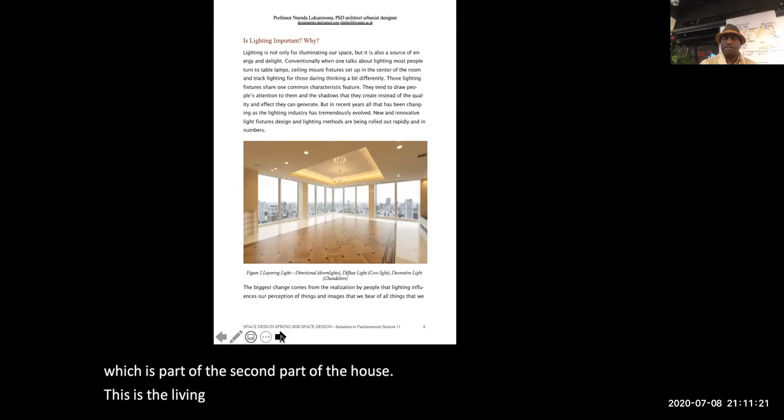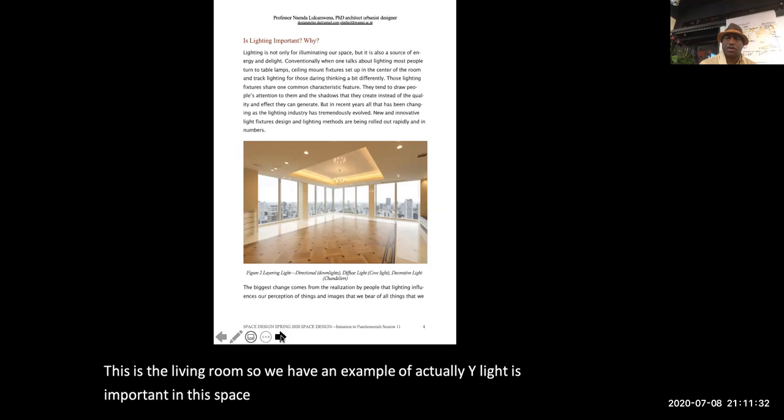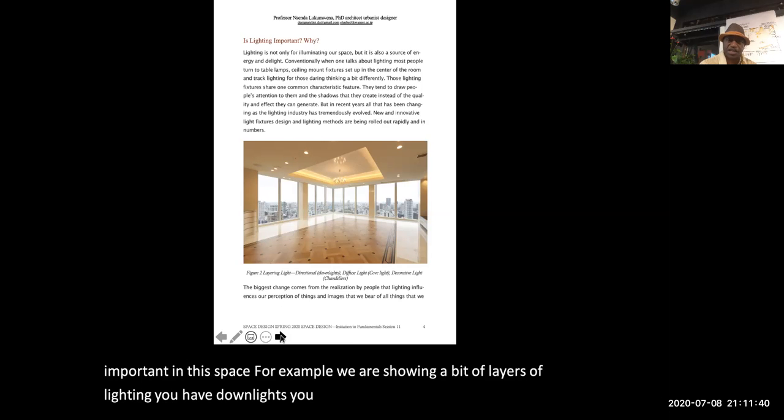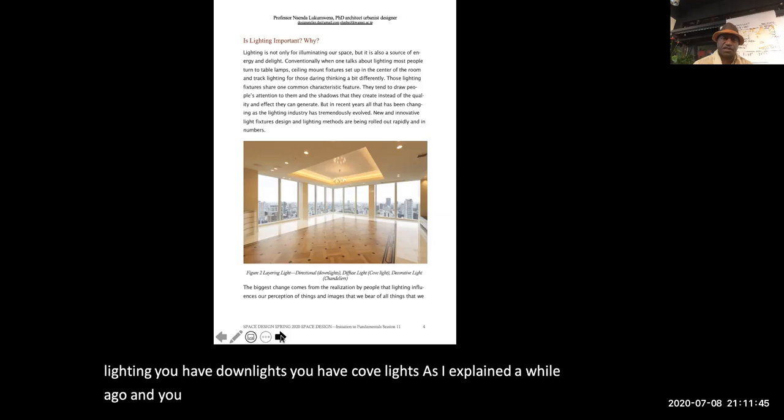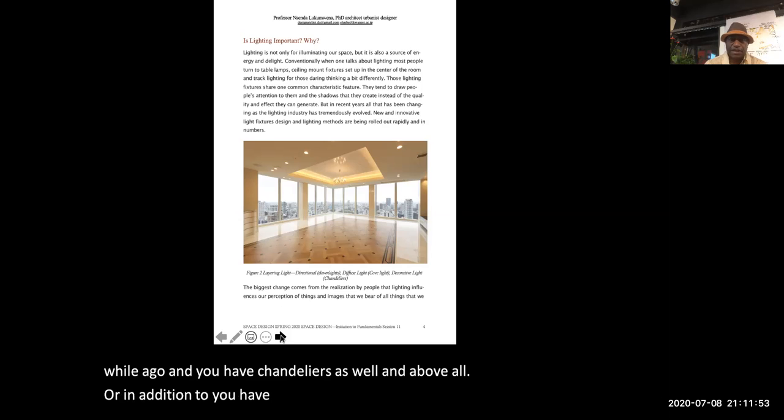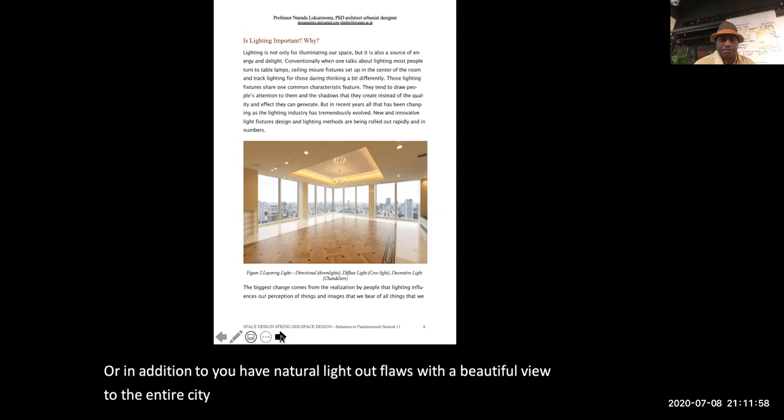This is an example of actually why light is important. In this space, for example, we are showing a bit of layers of lighting. You have downlights, you have cove lights, as I explained a while ago, and you have chandeliers as well. And above all, or in addition to it, you have natural light that flows in with a beautiful view to the entire city of Osaka.